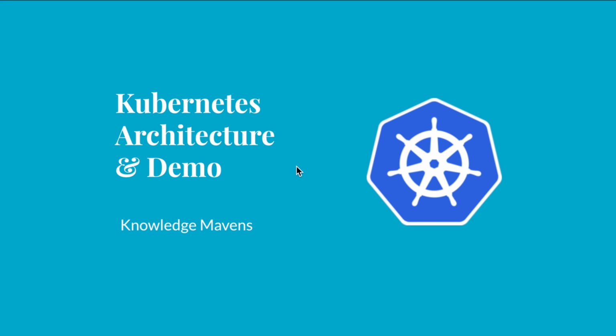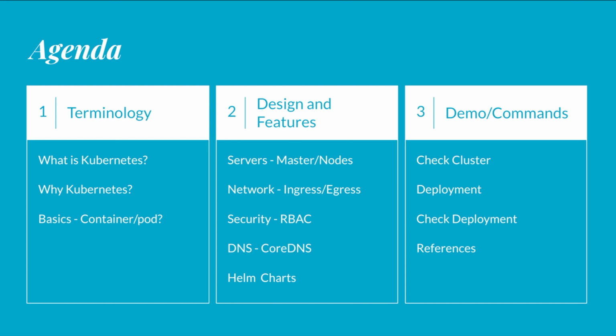So let's jump in to what we're going to talk about. I'm going to cover terminology. I'm going to cover the architecture and features of Kubernetes, and then the last half, we're going to jump into a demo of deploying an app. And then I'll give you the references I used in the video in the description.